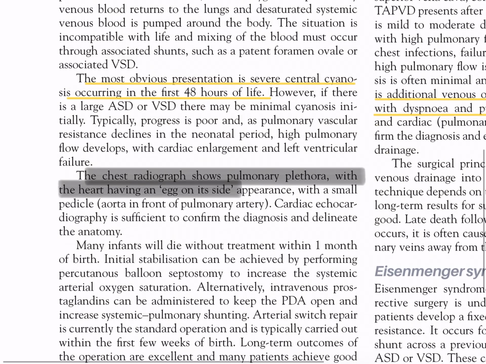The most obvious presentation is severe central cyanosis occurring in the first 48 hours of life. However, if there is a large ASD or VSD, there may be minimal cyanosis initially. Typically, progress is poor, and as pulmonary vascular resistance declines in the neonatal period, high pulmonary flow develops with cardiac enlargement and left ventricular failure.